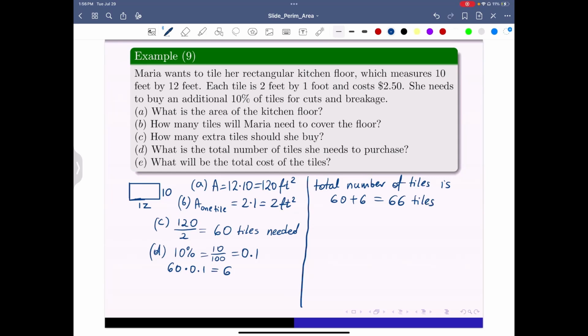And each tile costs $2.50, so now we have the cost. We would have 66 times $2.50, so the cost is $165 to tile the kitchen.